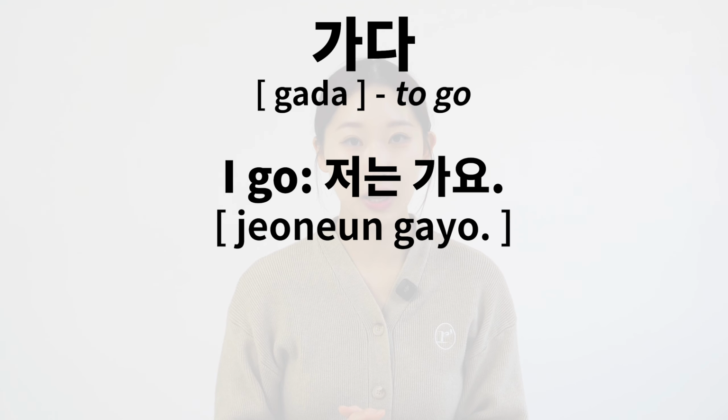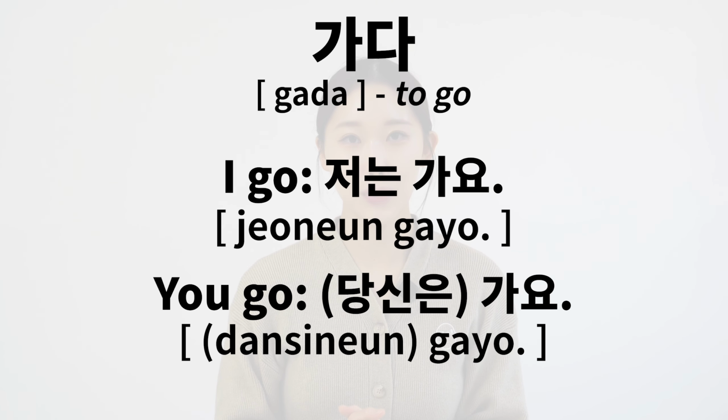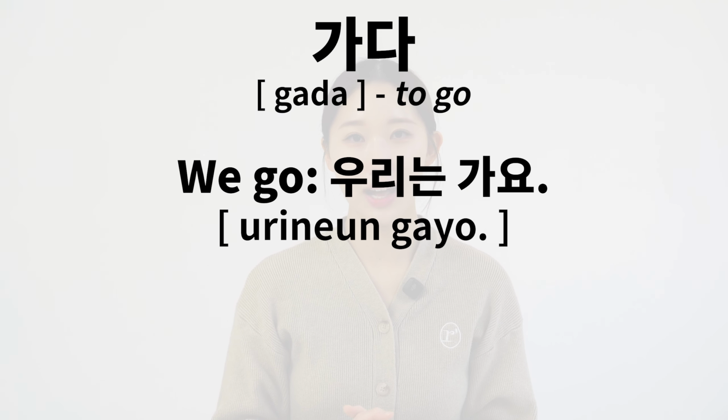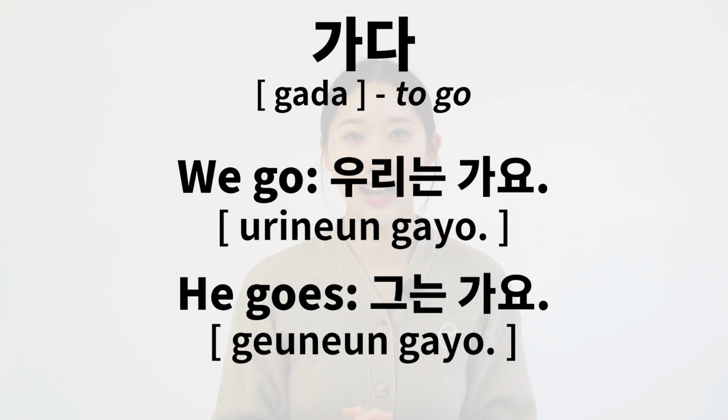For example, take the verb 가다. I go, 저는 가요. You go, 당신은 가요. By the way, Koreans don't usually say 당신은 in real life. Most of the time, you is omitted, or the person's name is used instead. I'm just showing it here so you can clearly see the grammar pattern. We go, 우리는 가요. He goes, 그는 가요. See, the verb form stays the same every time. No need to memorize separate forms for each subject.